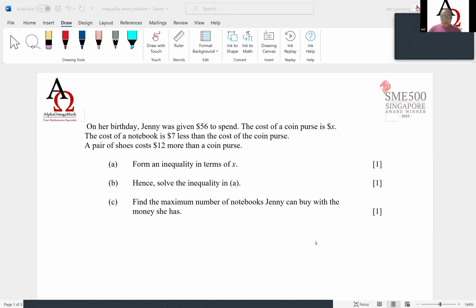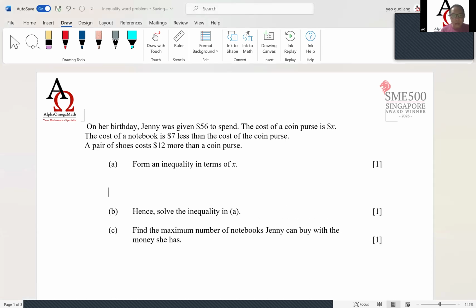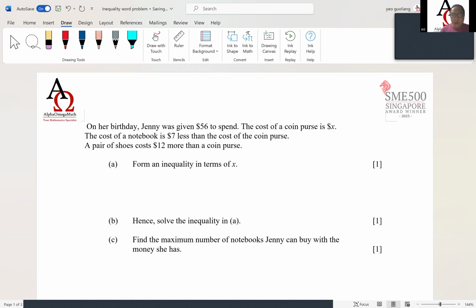Hello students, let's take a look at this inequality word problem. Okay, and let's start off by reading the question. On her birthday, Jenny was given $56 to spend. The cost of a coin purse is X dollars, and the cost of a notebook is $7 less than the cost of the coin purse.